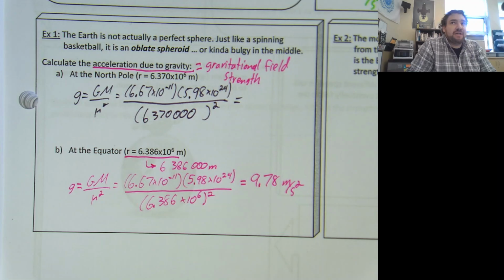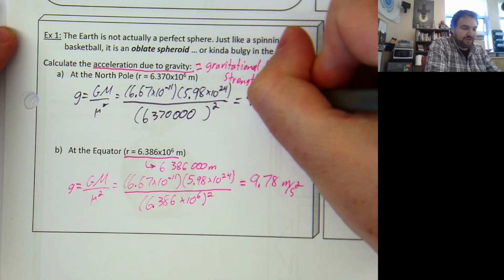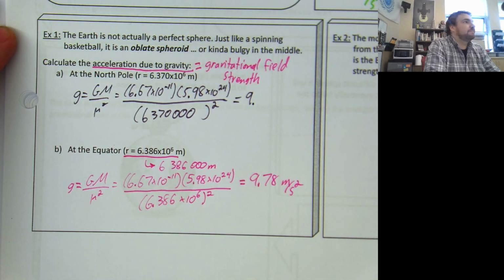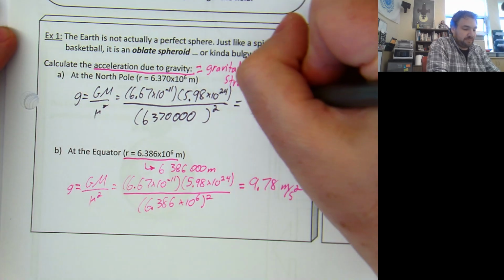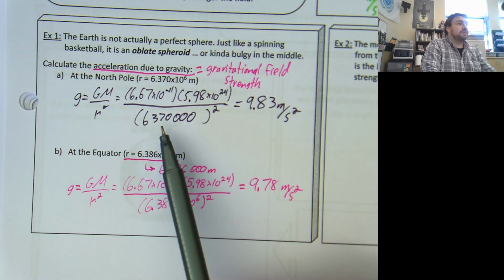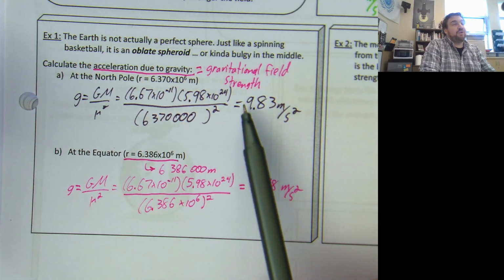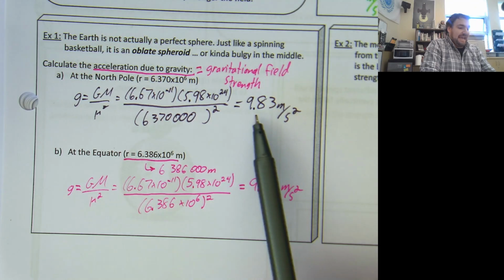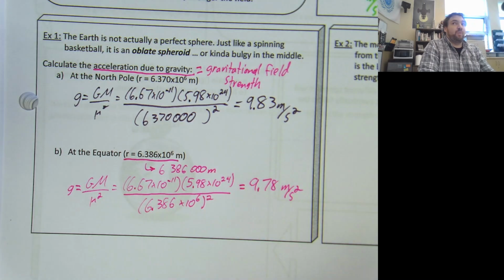What's the value for g at the North and South Pole? Ezra. Oh, is that rounded? 9.829. So we're going to round that to 9.83 meters per second squared. Because you're closer to the center of mass of the Earth at the poles, you're actually going to fall faster at the poles than you would at the equator, which is weird to think about.